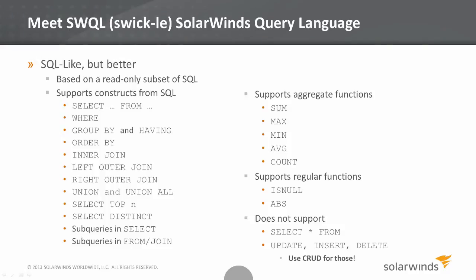It does not support select star from, and I'm going to get into that in a minute because there's an included sort of automagic inheritance as a part of SWQL. So it doesn't support star. You do need to explicitly name the fields that you're looking for. And it doesn't support update, insert, and delete. But we do support CRUD actions for all of those as well. It certainly doesn't support drop.